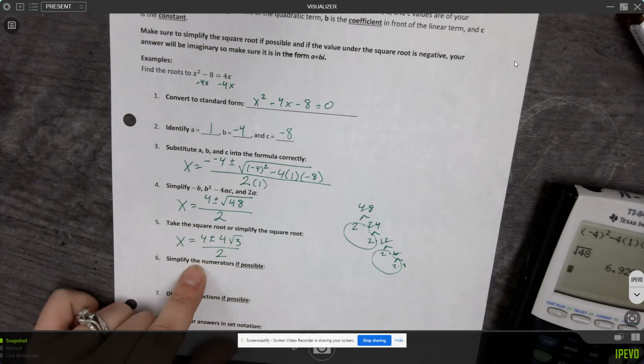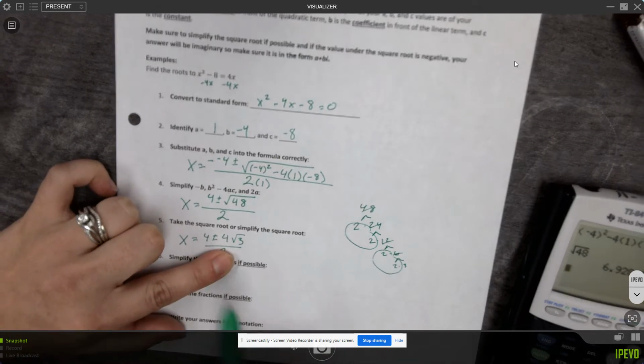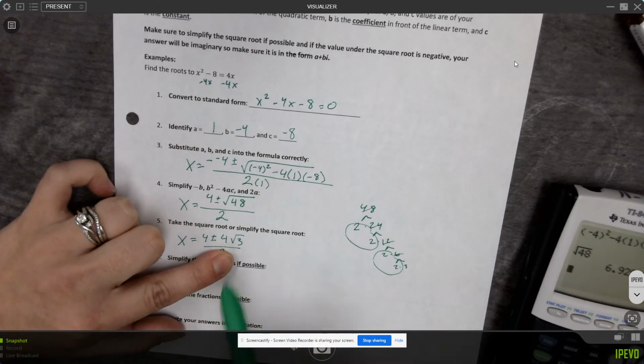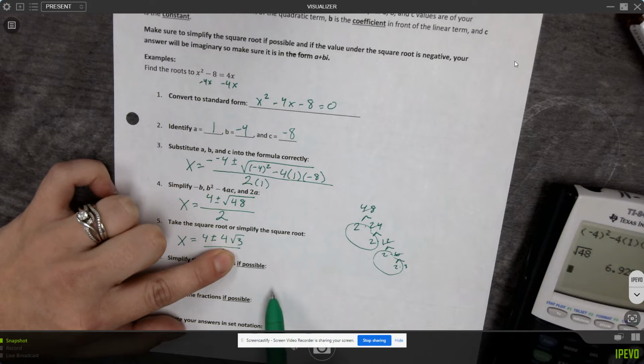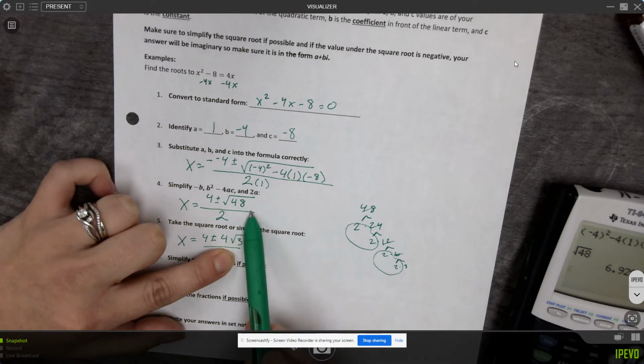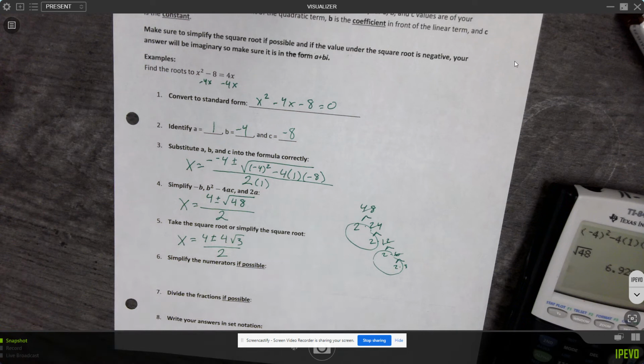Simplify the numerator if possible. You cannot do that here. There's nothing in your numerator to simplify. You cannot combine 4 and 4 because this second 4 is attached to a square root of 3. You can only simplify, and this is true always, if you can take a square root. Like if this was the square root of 49 and you get 7, then you can simplify that. And I'll show you an example where you can do that.